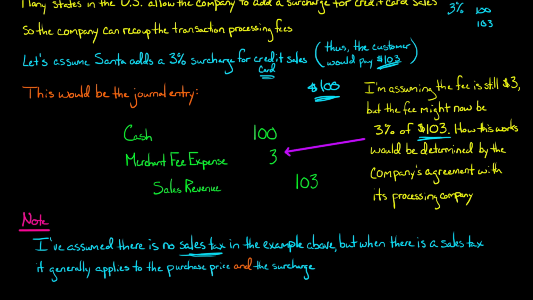Now, one final thing that I didn't mention in the example above is the sales tax. In the United States, most states have a sales tax. It doesn't apply to all types of transactions. A lot of times it doesn't apply to services and so forth. But let's just say that there was a sales tax that applied to this transaction. Generally, when there is a sales tax, it applies to both the purchase price, in this case the $100, as well as the amount of any surcharge, which would be $3.